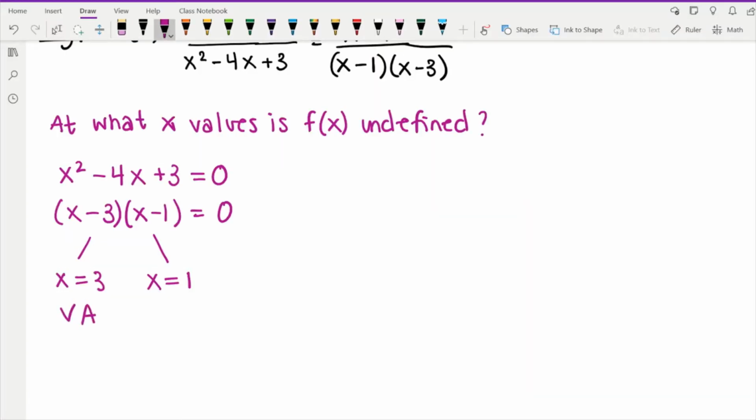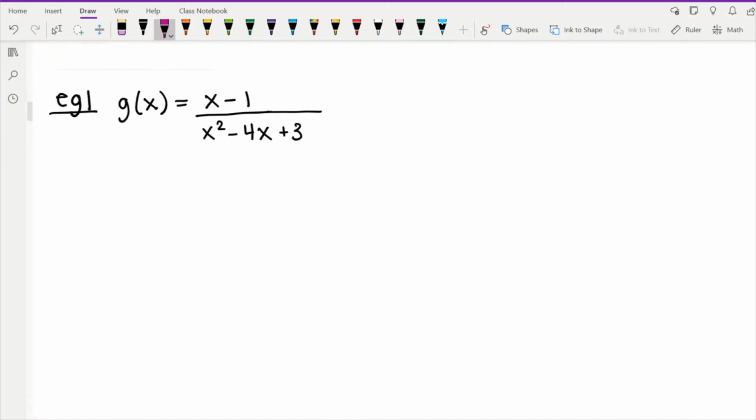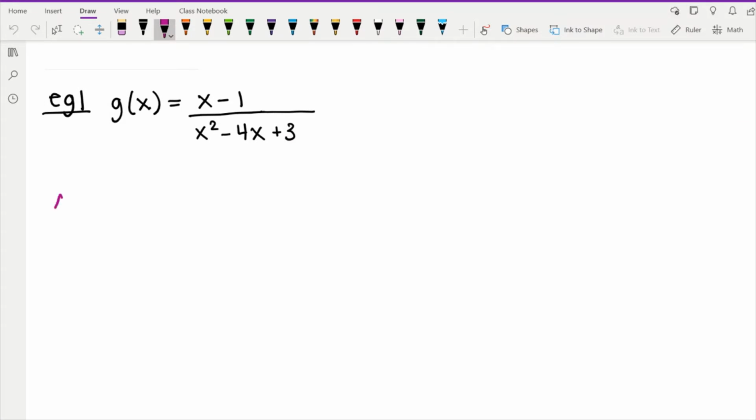So vertical asymptote, vertical asymptote. And now I want to look at a similar example and try to see what is the same and what is different in this example. So again, we're going to say at what x values is this function g of x undefined.